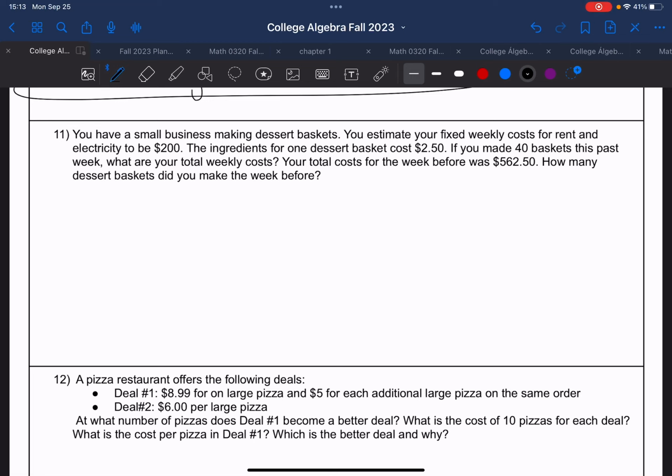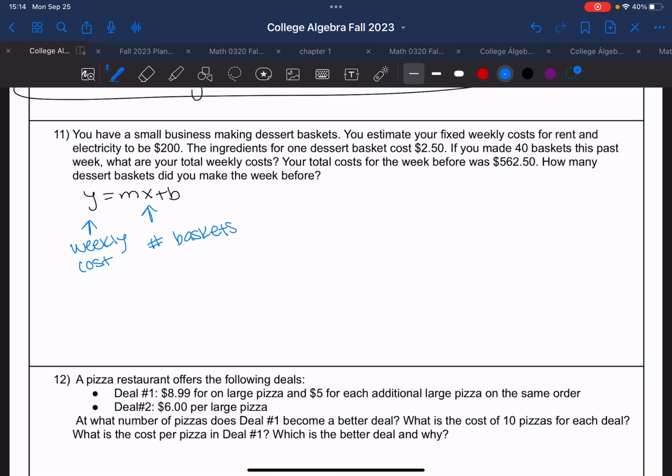So here we have a lot of questions that we're answering. But first, we have to create our equation. So let's write out that y equals mx plus b, that slope-intercept format. And we are going to let y represent our weekly cost. Okay. And we're going to let x represent the number of baskets.